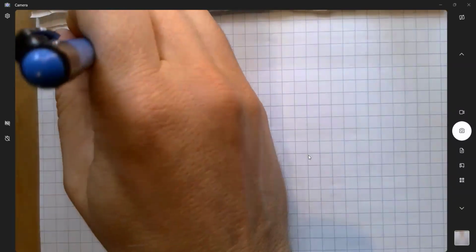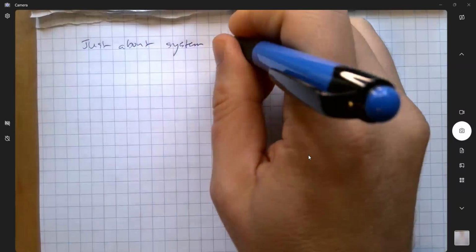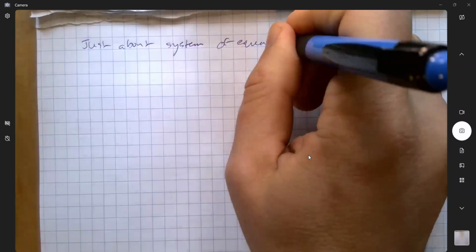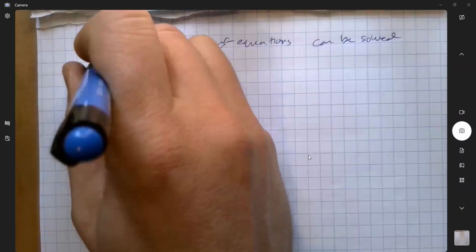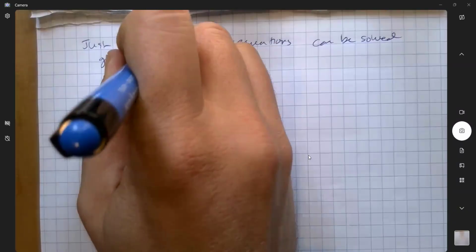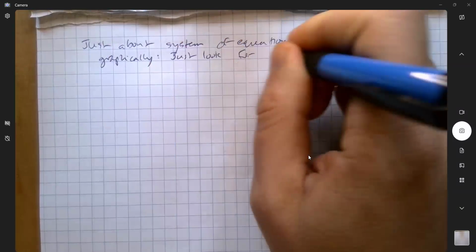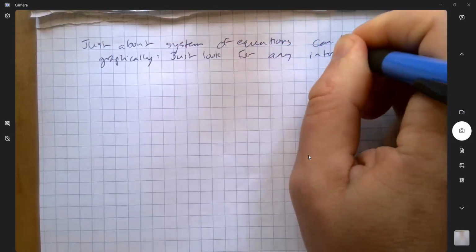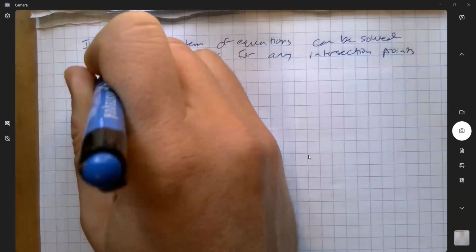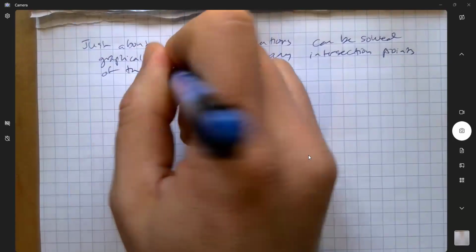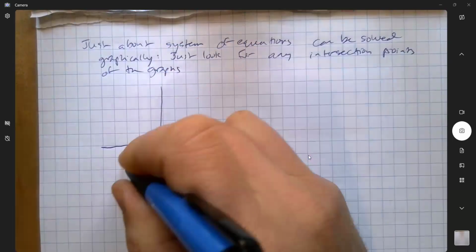Just about any system of equations can be solved graphically if there is a solution. You just look for any intersection points of the graphs. We're going to focus on linear equations, but they don't have to be.